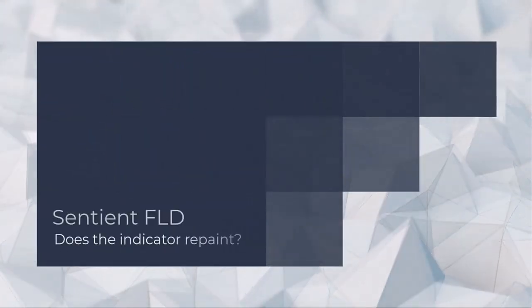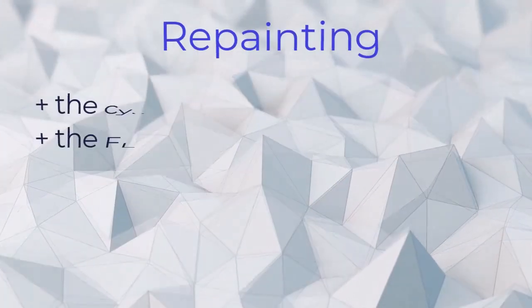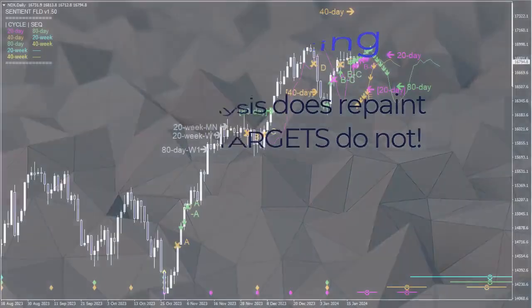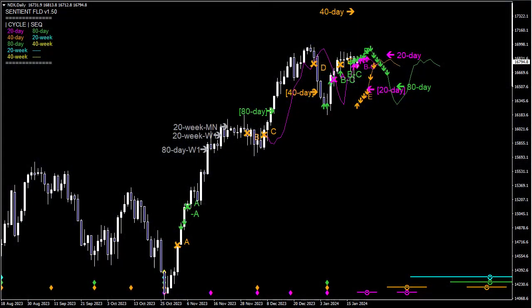There is a dirty word that is often bandied around in trading platform conversations, and that word is repaint. One of the first questions that many people ask about a trading platform indicator is, does it repaint? So in this video, we're going to be discussing repainting. First of all, the bad news: there are some aspects of the sentient FLD indicator that do repaint.